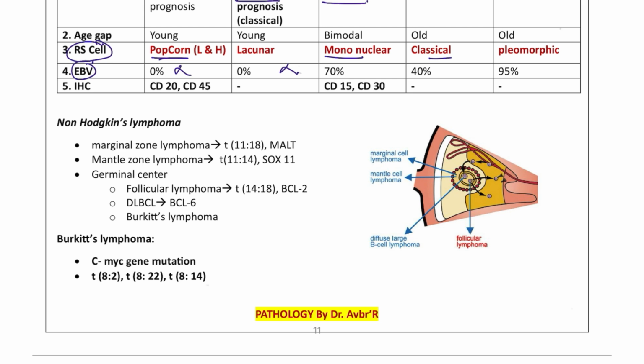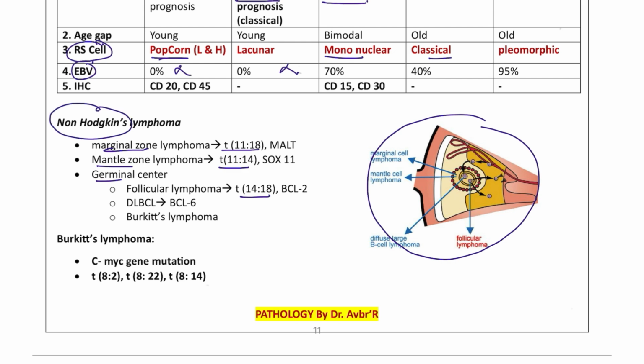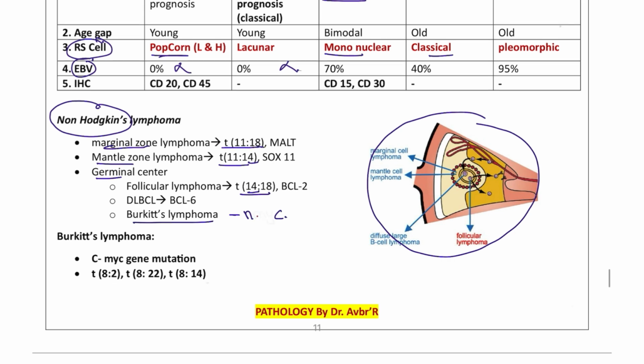Non-Hodgkin lymphoma: the image you can see is a marginal zone lymphoma associated with translocation 11;18, mantle cell is associated with 11;14, and follicular is 14;18. If you observe, in most of these non-Hodgkin lymphomas, 14;18 will be commonly seen. Burkitt's lymphoma is associated with N-MYC, right? Sorry, this is associated with C-MYC.